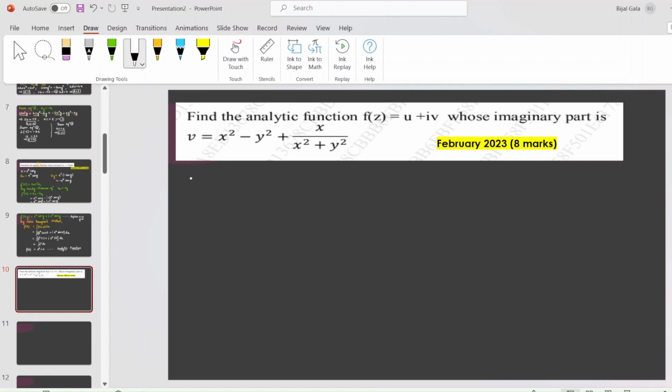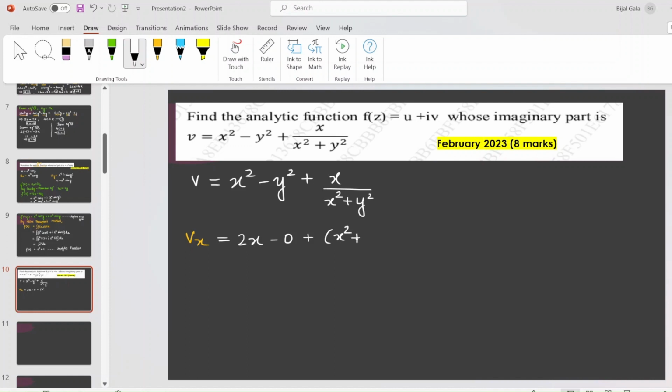So as v is given to me, I'll start with v here, the imaginary part. We start with vx and vy. So let's begin with vx first and then we'll go to vy. Again, while calculating vx, x will be the variable, everything else will be constant. Derivative of x square is 2x. Derivative of y square, which is alone, will be 0. Now the derivative of the third term will be in the form of u by v rule of derivatives.